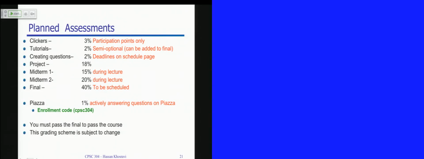Okay, so here's the planned assessment for the course. We're going to have clickers, and that's going to be participation only. So I'm not going to check whether you got the right answer or the wrong answer. Those tutorials are semi-optional. They can be moved to your final. Creating questions is going to be 2%, so that's 0.5% per each question. That's quite a generous mark for a question, so make sure it's a good one.